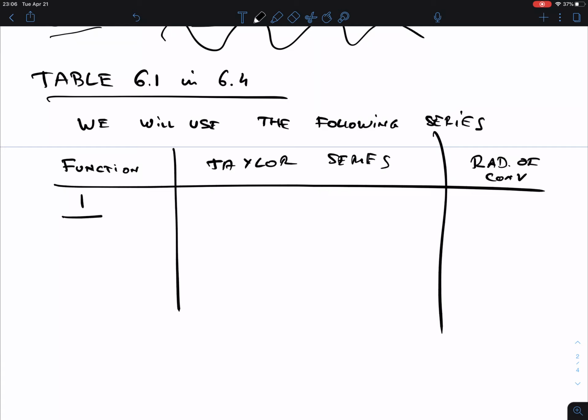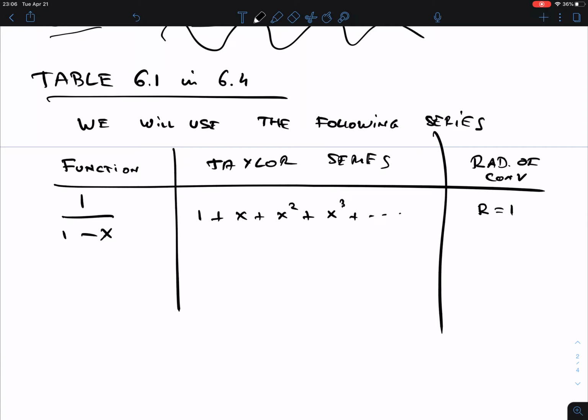The first function is something we did last time, 1 over 1 minus x. That was exactly the geometric series, so that was 1 plus x plus x squared plus x cubed plus dot, dot, dot. And the radius of convergence, I hope you remember, was 1. So R was 1 here. In other words, it converges for everything with absolute value of x less than 1.